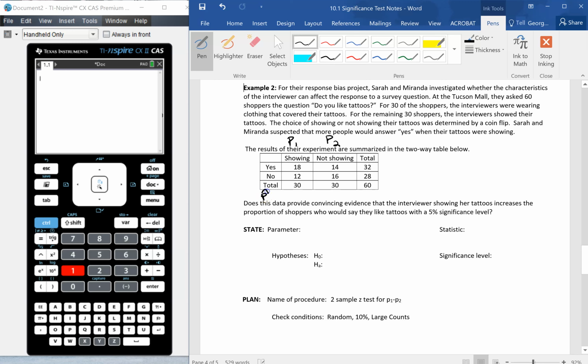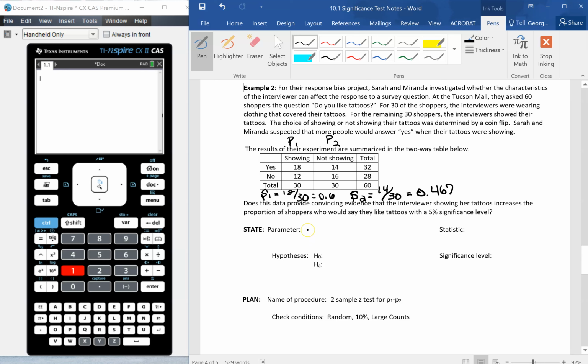So that's what we've got to go through and calculate real quick. P hat 1 is going to be 18 over 30, which when you mash your buttons, you get 0.6. And then P hat 2 should be 14 over 30, and that's going to give us 0.467. So those are our two P hats that we need.